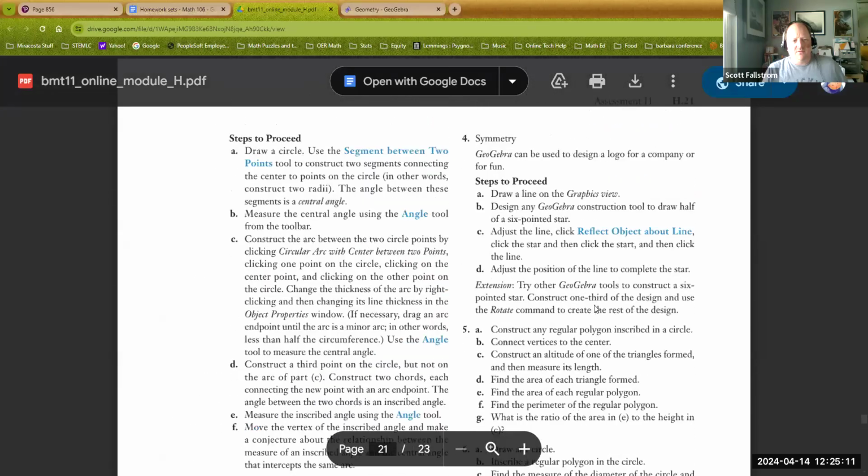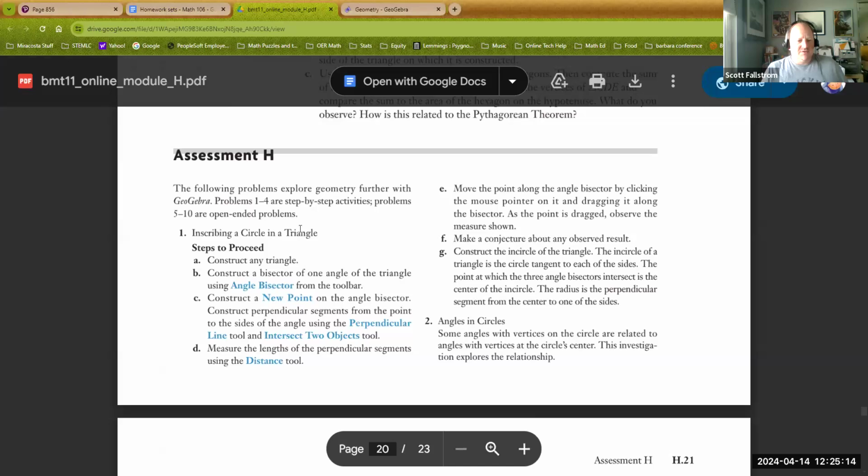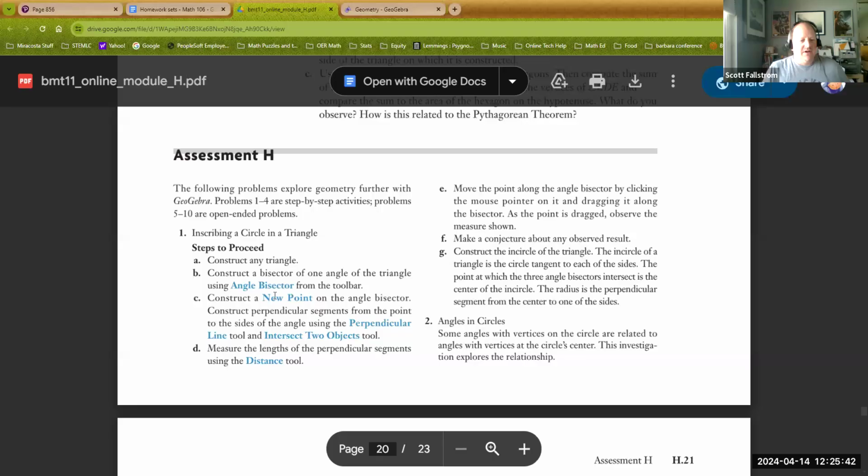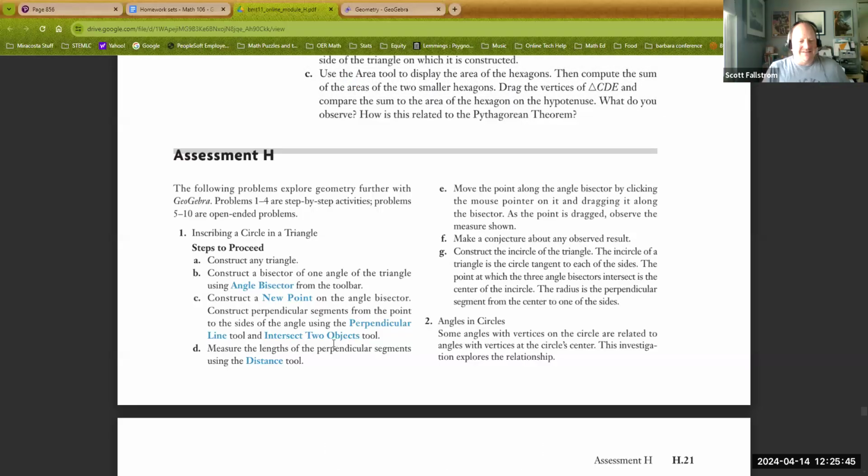Question number 1, inscribing a circle in a triangle. Construct any triangle, construct a bisector of one angle, construct a new point on the angle bisector, construct perpendicular bisectors from that point to the sides, measure the lengths, drag the point along, observe the measure, construct the incenter. Theirs is pretty detailed, but they're trying to show you that there is a point that would minimize the distances to all of the sides. Measure the lengths of the perpendicular segments using this.